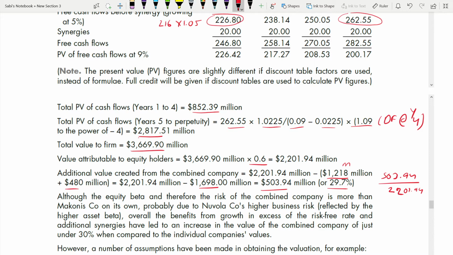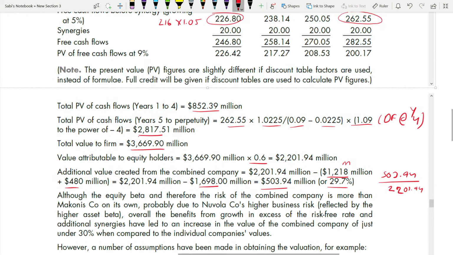This is N. I'm writing M. This is Nuvola. Wait, my pen is not working. This is what happens when you want to write something and it's not writing. Sorry. Let me erase this.